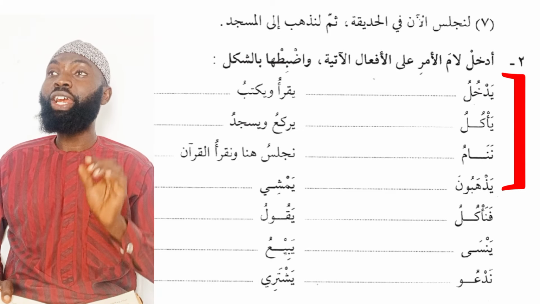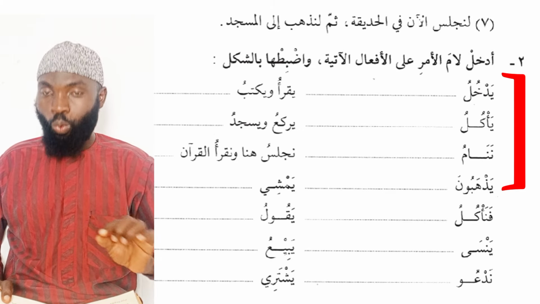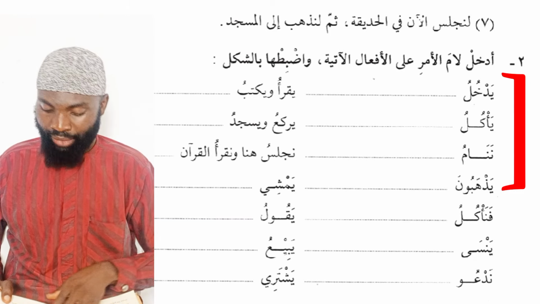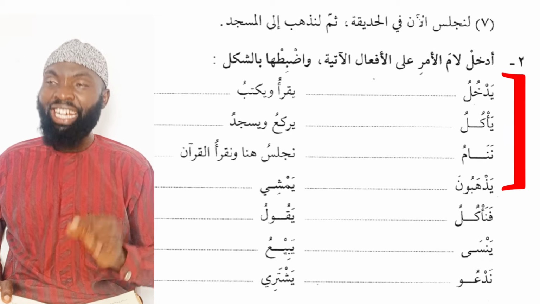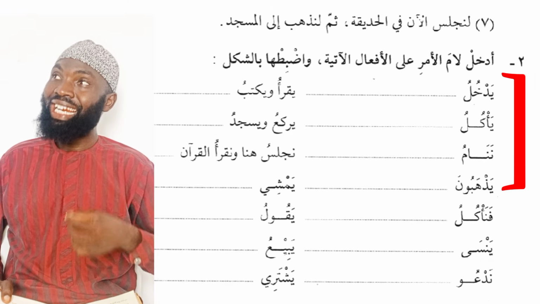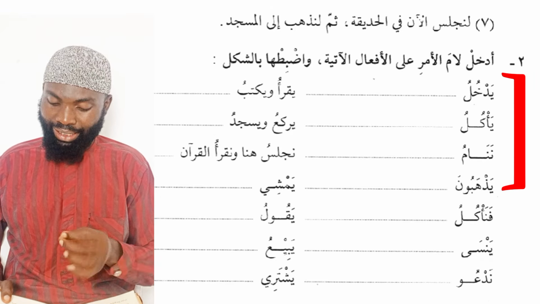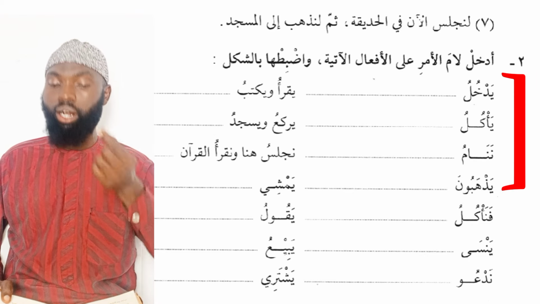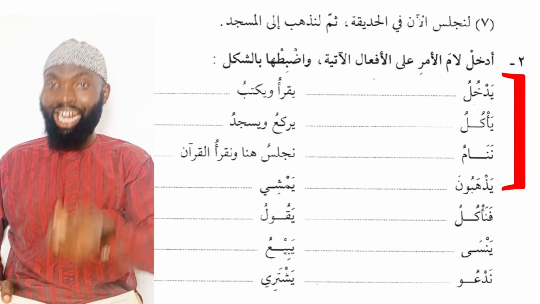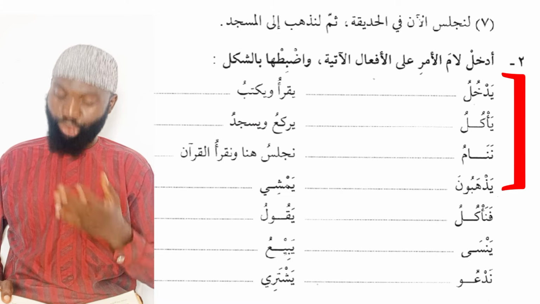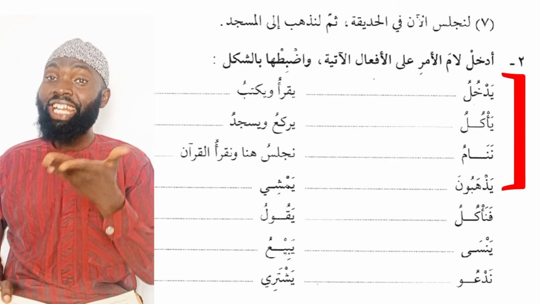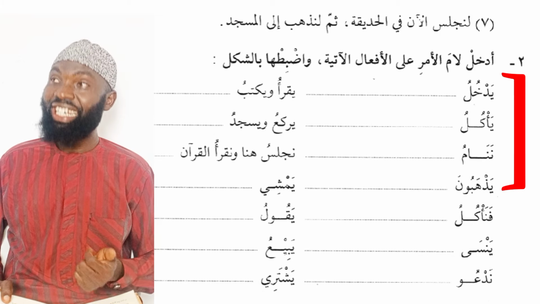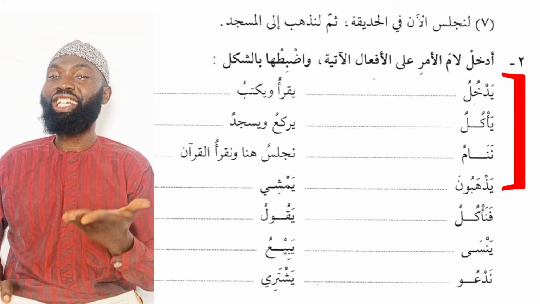Next we have yaqra, we have linaqra, liyaqra waliyaktub. Next we have yarka'u wa yasjudu, we have liyarka' wa liyasjud. Next najlisu huna wa naqra al-Quran, linajlis huna walnaqra al-Quran. Yamshi, linamshi. Yaqulu, liyaqul. And yabi'u, liyabi', remove the ya. And lastly yashtari, liyashtari.